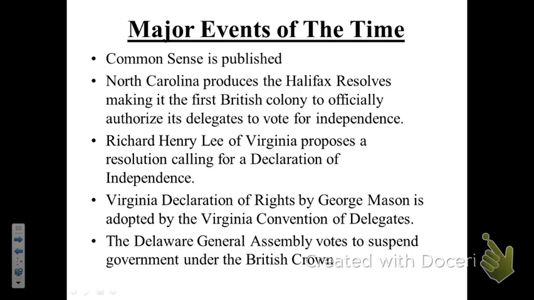North Carolina is even on the forefront of this. We passed the Halifax Resolves saying that we can vote for independence. We're not declaring independence, but that we can send people to go and vote to declare independence. All right, Virginia, Delaware, they all take the same lead. And they're starting to think, before we declare a Declaration of Independence, that, hey, maybe we need to do something about all of these taxes, the idea of no taxation without representation.